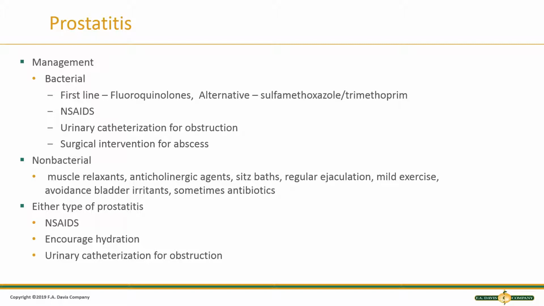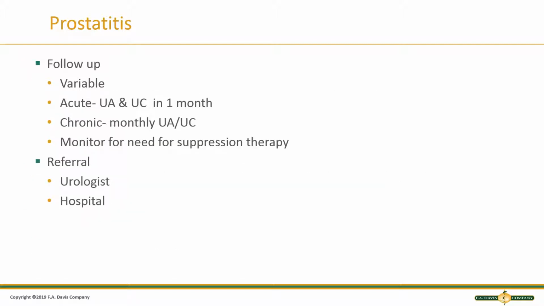Referral to the hospital is necessary if the patient is acutely ill or with fever or urinary retention. Patients may have an abscess, urosepsis, or urinary retention. Follow-up depends on the type of prostatitis and the patient's response to the treatment. For acute issues, a UA or urine culture should be done a month after treatment. For chronic prostatitis, a UA and urine ultrasound should be done every 30 days until it is cured.